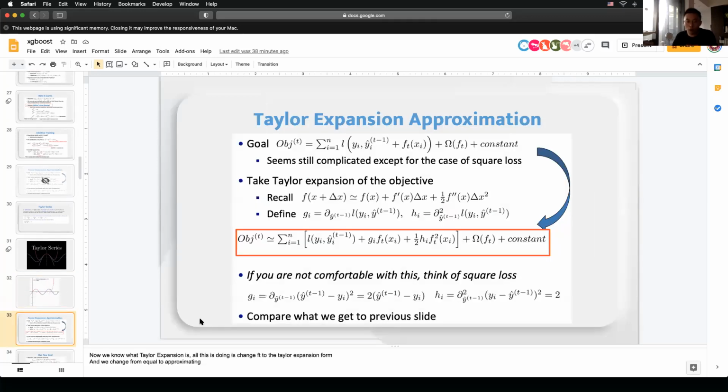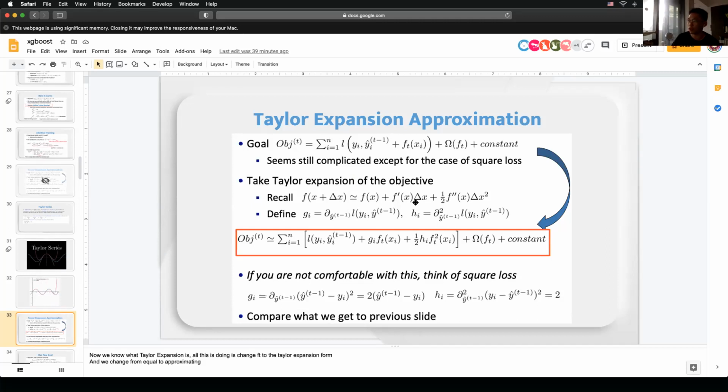So we formally borrow the idea of Taylor expansion. Here we have the goal again, and using Taylor expansion in mathematical terms, we can think of it as: we have a function and a delta x, and the way we approximate this delta x is by gradually adding derivative information. And here, this is the Taylor expansion that we just saw.